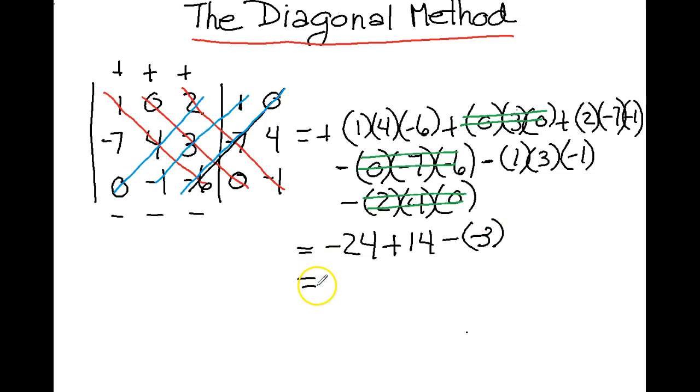So if we do our math left to right, negative 10 plus 3, the determinant of this 3 by 3 using the diagonal method is negative 7.